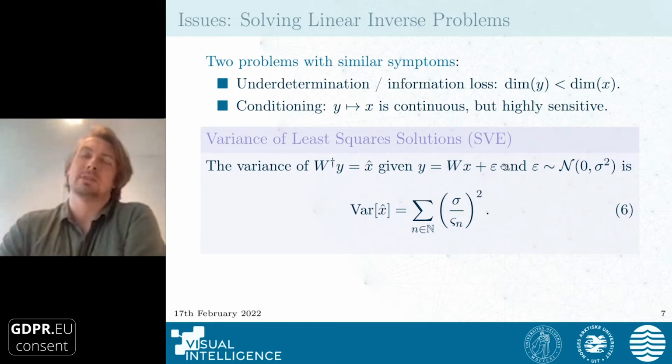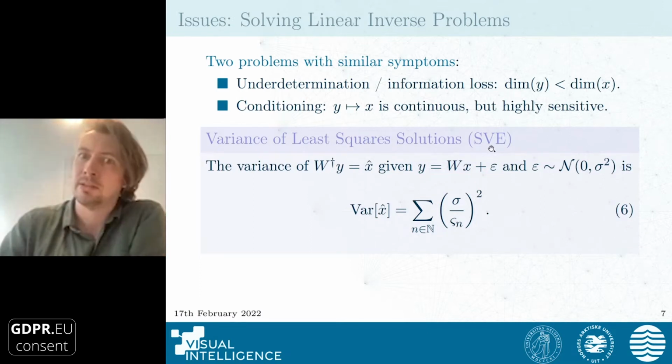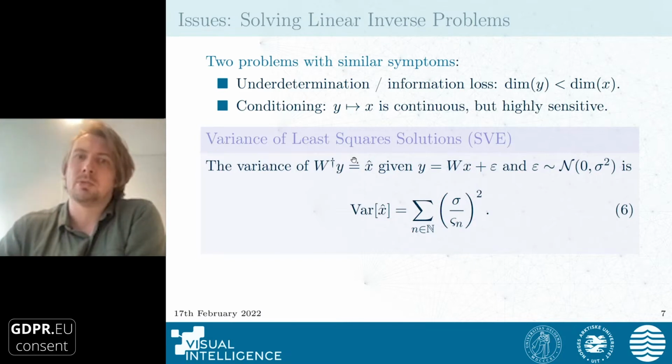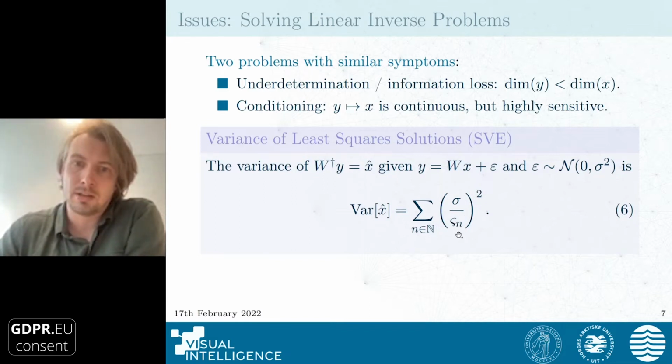To see why this plays such a big effect, we can look at the variance of these least square solutions using the singular value expansion, or singular value decomposition. The variance of a least square solution, given that we have a Gaussian error term, is given by this term here, and we use these funny-looking sigmas to denote the singular values.